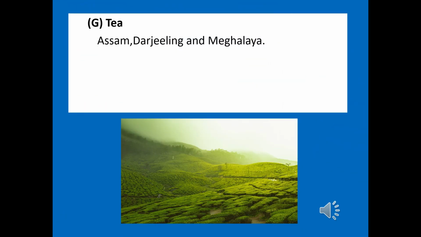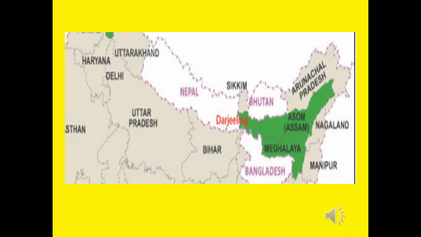The next important plant is the tea plant. It is a beverage crop and is a favorite of many of us. Tea requires uniformly high temperature, 20 degrees Celsius to 30 degrees Celsius, throughout the year. Frost is harmful for tea leaves. As you can see, the famous places where the tea plants grow are Darjeeling, Assam and Meghalaya.